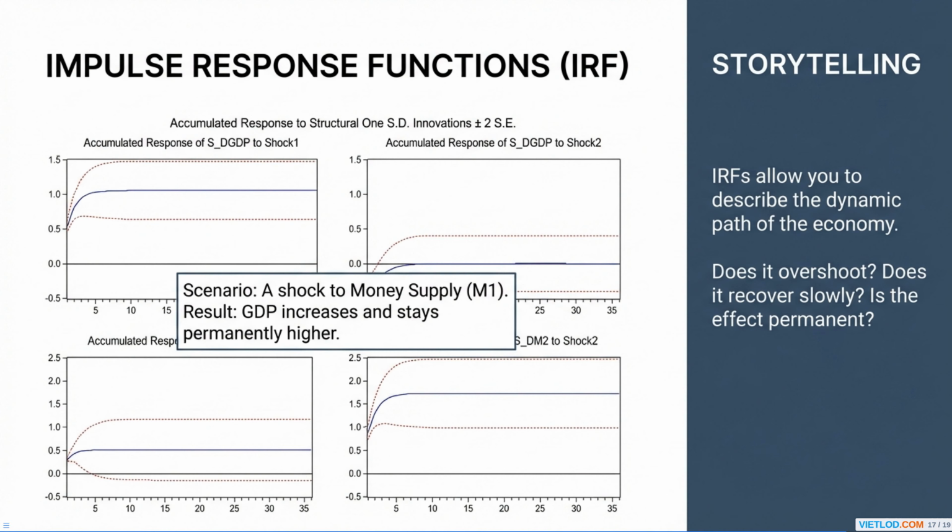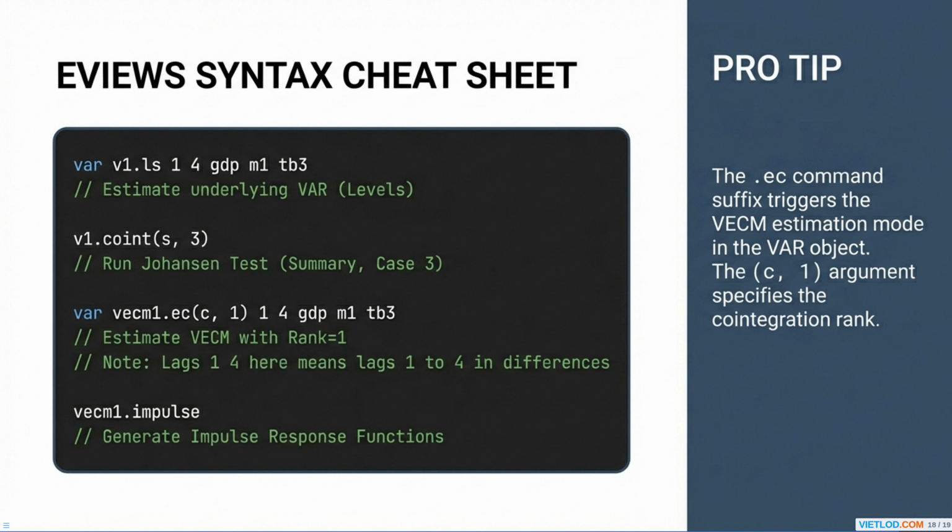Impulse response functions, or IRFs, are a powerful tool for analyzing dynamic models. They help us understand how variables respond to unexpected shocks over time, allowing us to tell a clear economic story. We can investigate crucial questions, such as, does a variable initially overshoot its new equilibrium? Does it recover slowly? Or does it adjust quickly? And critically, is the effect of the shock permanent or temporary?